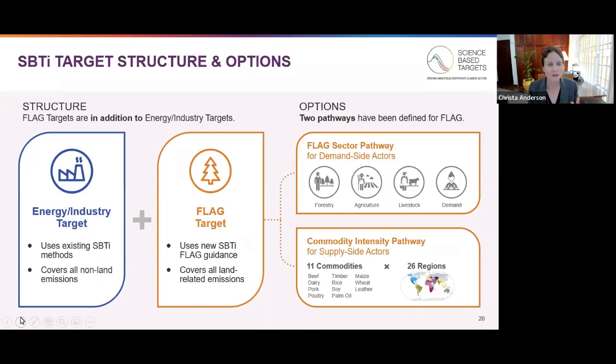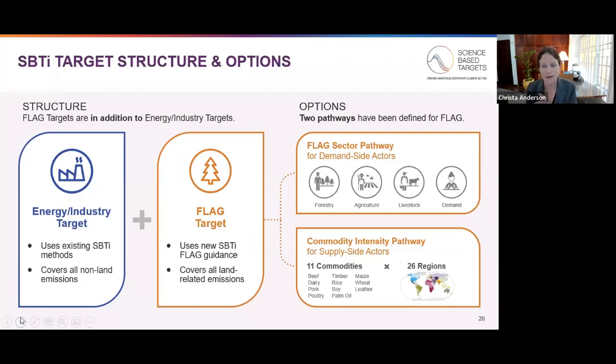What we're doing with FLAG is we're adding on a separate target. So all companies would still have their energy and industry target, and now they'll be adding on, if required, a FLAG target. This FLAG target in the orange box uses the new FLAG guidance, of course, and it covers all land-related emissions. So within that FLAG target, there are two main approaches for target setting. You see those on the far right, and I'll talk about each of them.